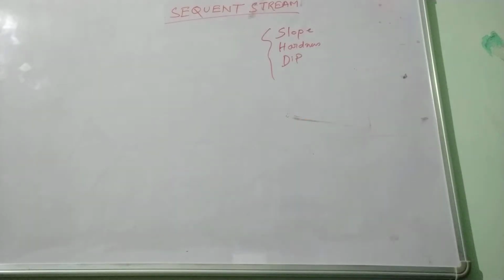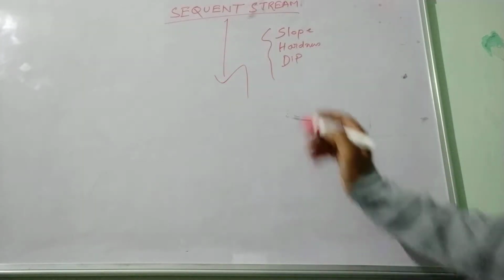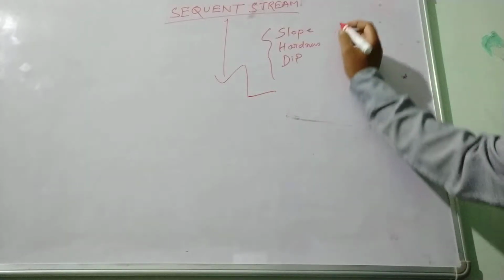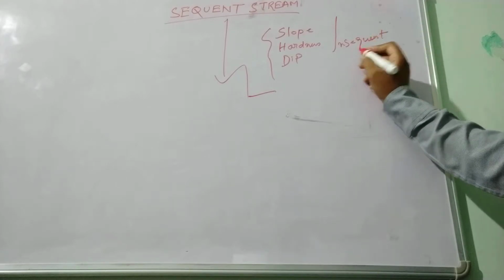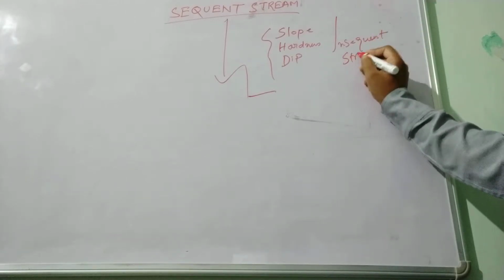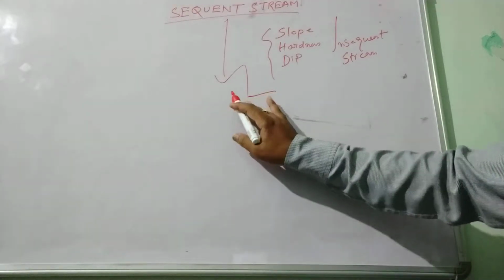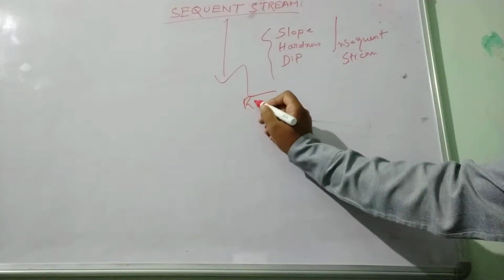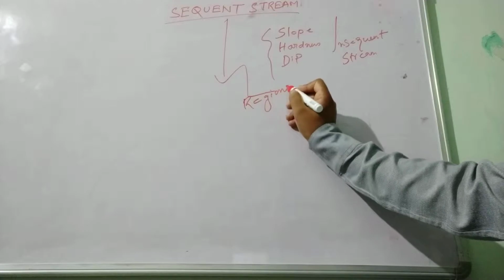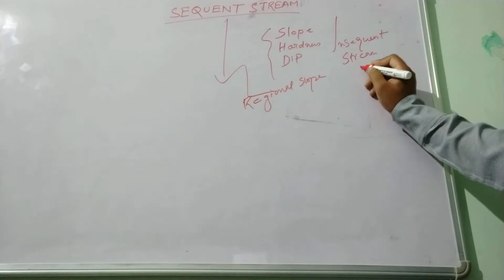In the entire geomorphic system, we have divided the stream into two categories. One is the sequent stream and another is the insequent stream. Generally, the sequent stream follows the regional slope. However, the insequent stream doesn't follow the regional slope.